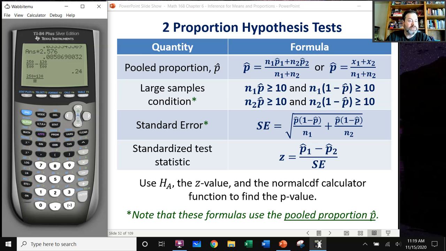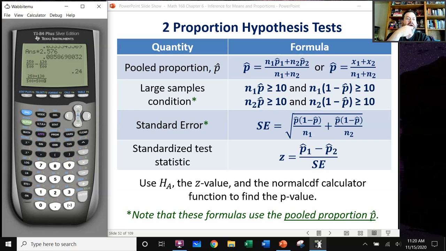So what we're doing with the pooled proportion is we're taking both groups of flies, alive ones and dead ones, and dumping them together. So there we're combining the alive ones. In the denominator, we combine the total number of flies. So it's just 500 plus 500.